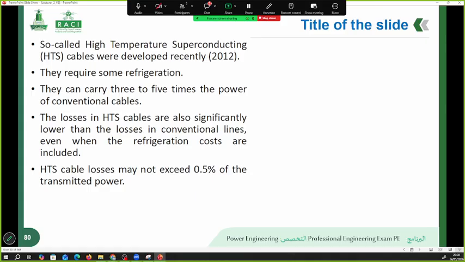One of the defining characteristics of HTS cables is their ability to transmit a much greater amount of power, specifically 3 to 5 times the power of a traditional cable of a similar size. This is due to their superconducting properties, which allow electricity to flow with virtually no resistance when cooled to specific temperatures.